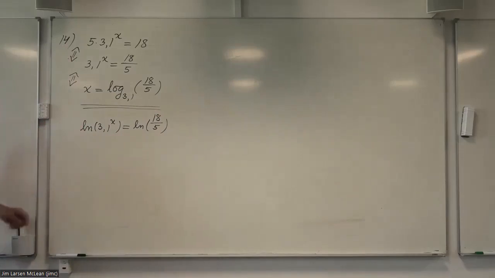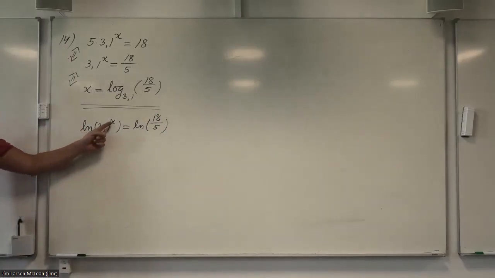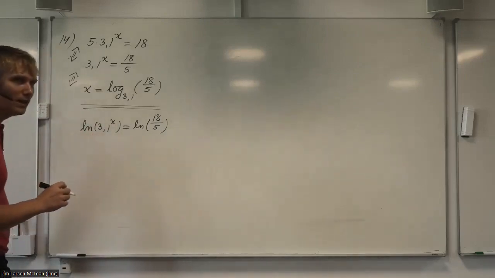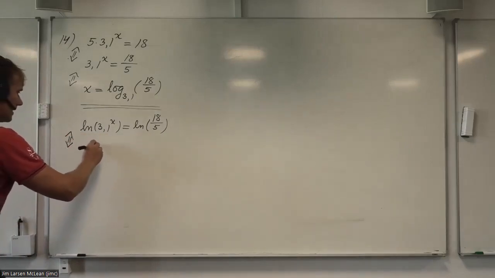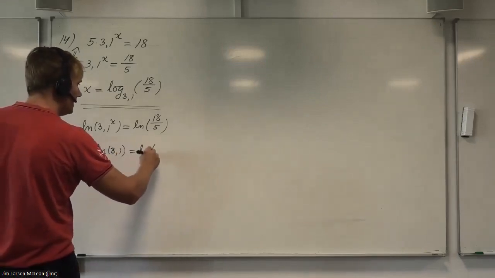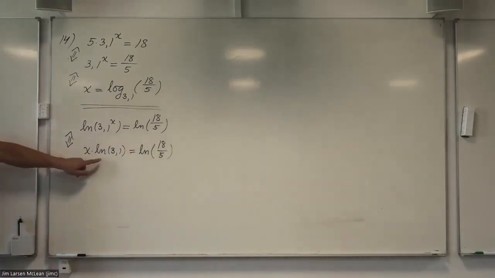And here we can use logarithm rule RE3 from last time. The logarithm of a power is the exponent times the logarithm of the base. That was RE3, which we calculated last time. So this can be written as x times the natural log of 3.1, and it's still equal to the natural log of 18.5. And now I can isolate x by just dividing by this factor, because this is just a number, it's just a constant. So I can just divide by it.